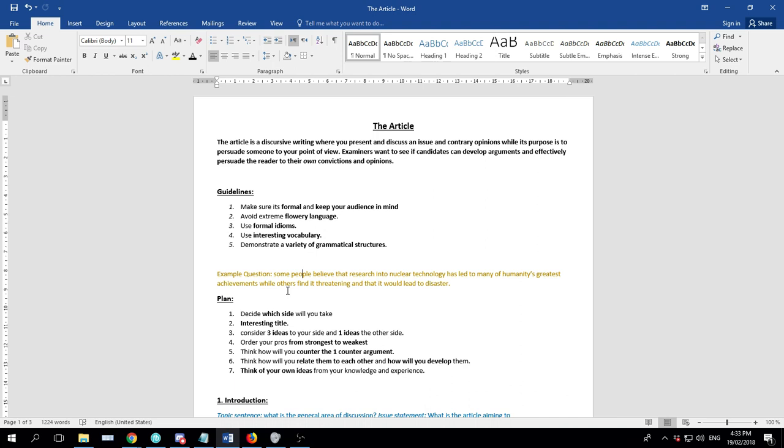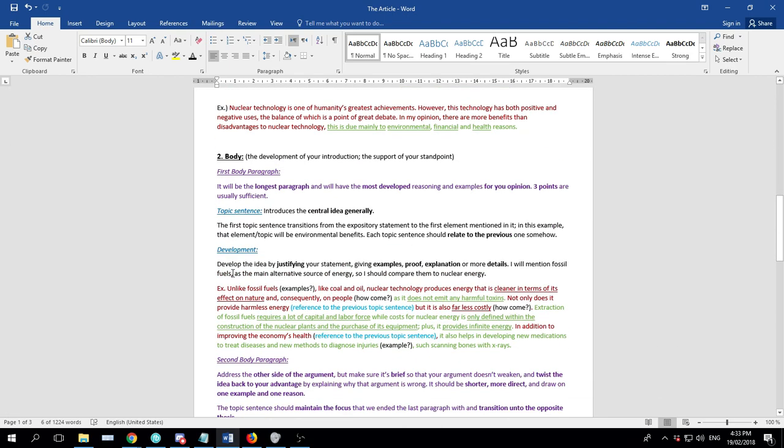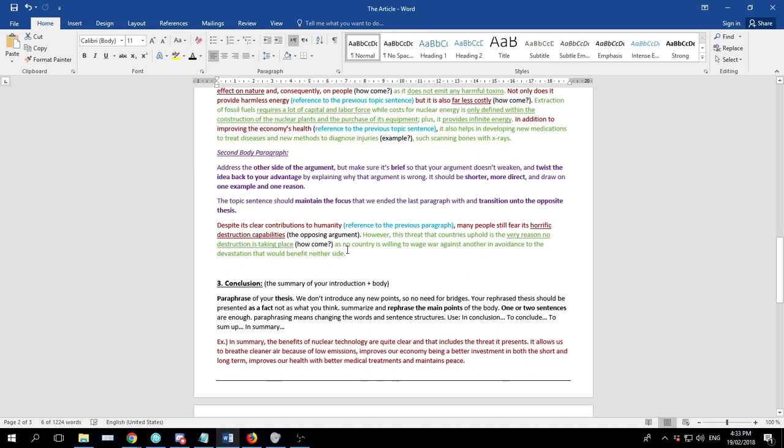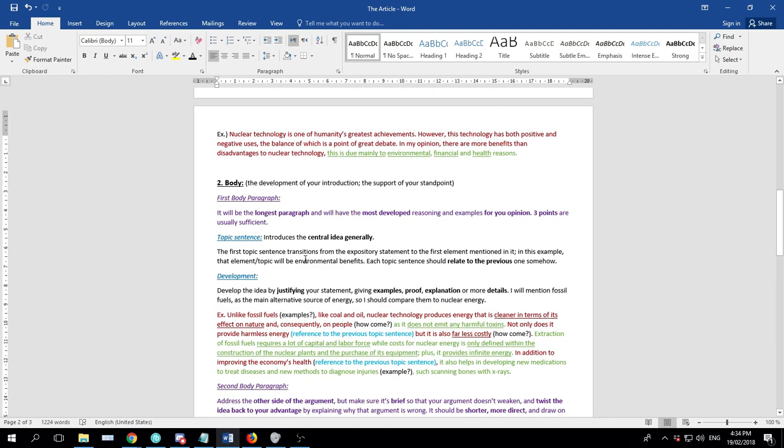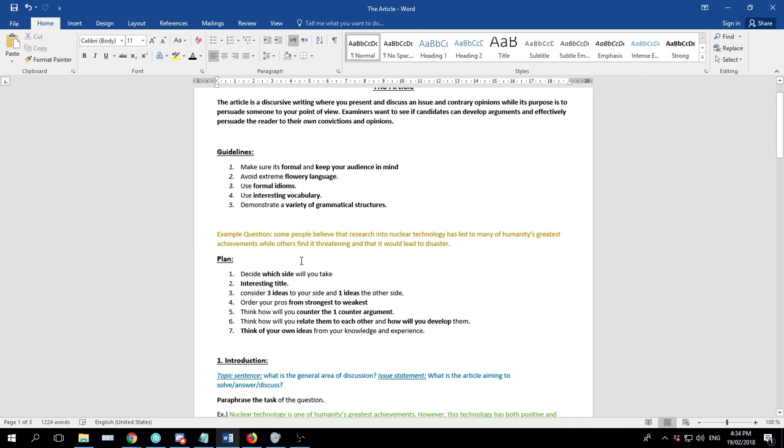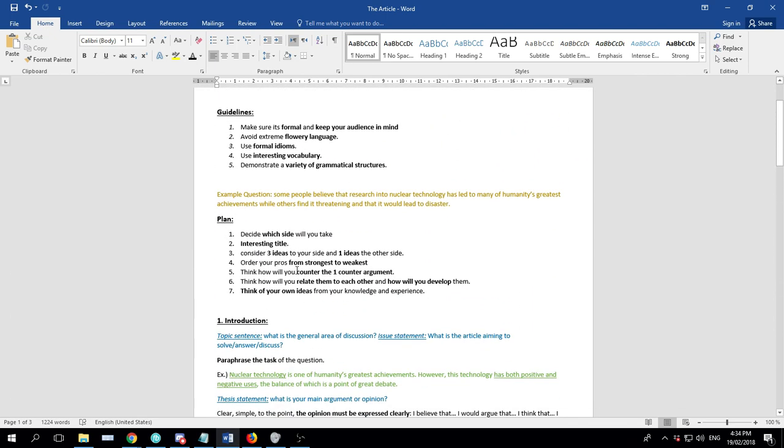For example, people fear that nuclear technology, using nuclear bombs, would destroy the world. So the counter argument would be, no. I have here in the paragraph what I've said: this threat that countries uphold is the very reason no destruction is taking place, as no country is willing to wage war against another in avoidance of the devastation that would benefit neither side. So I actually made it a benefit, as it maintains peace. That's the point of how to counter the counter argument.